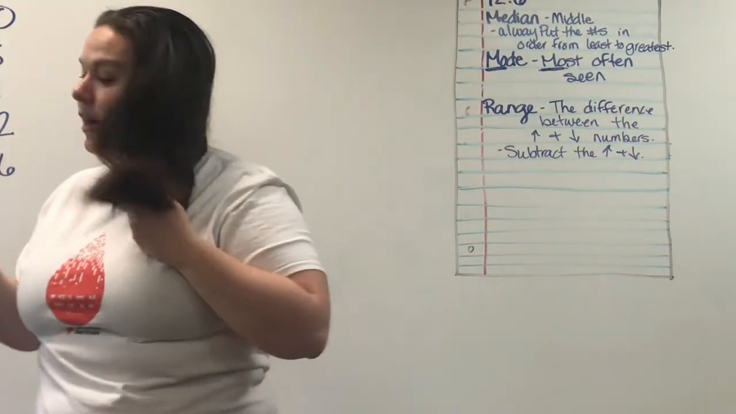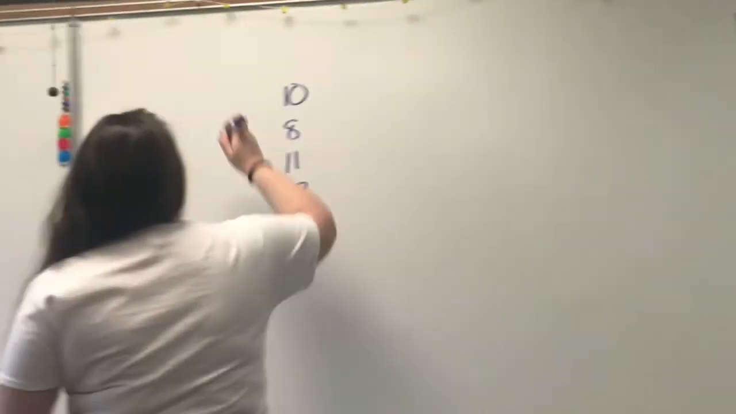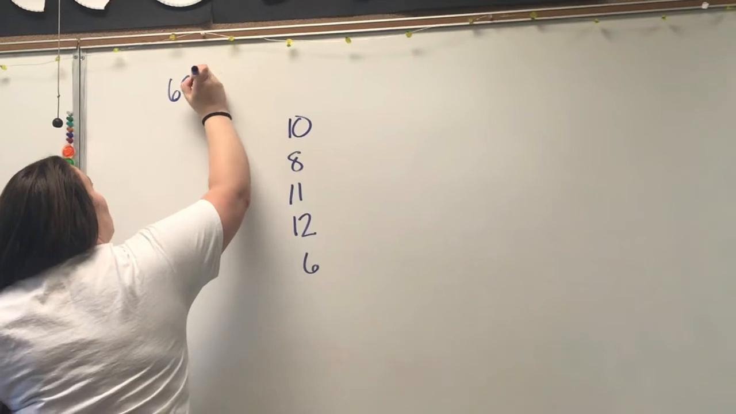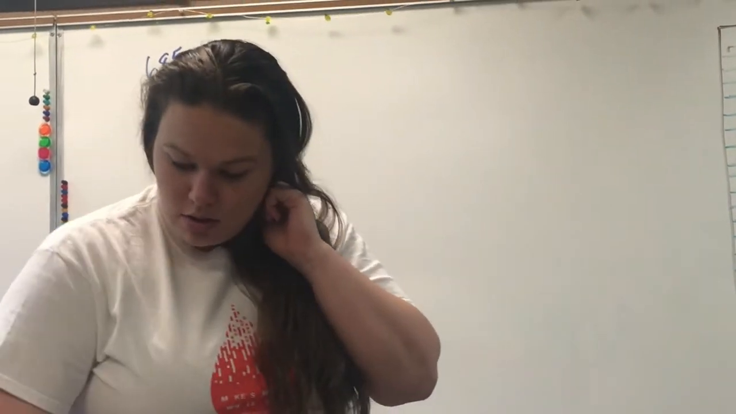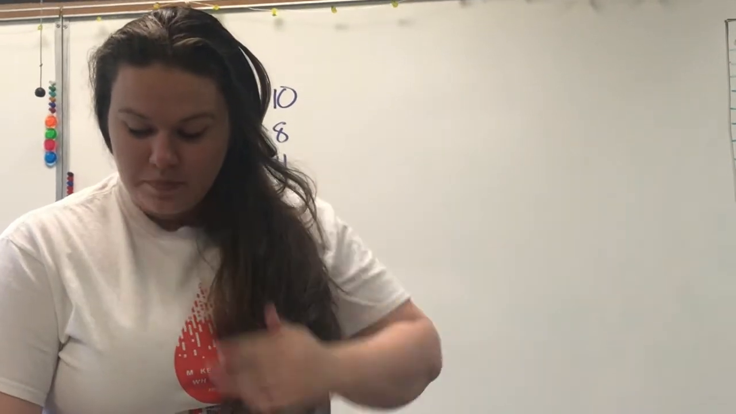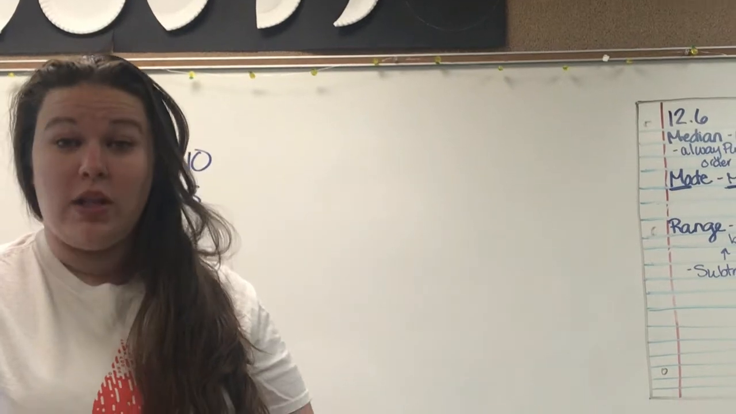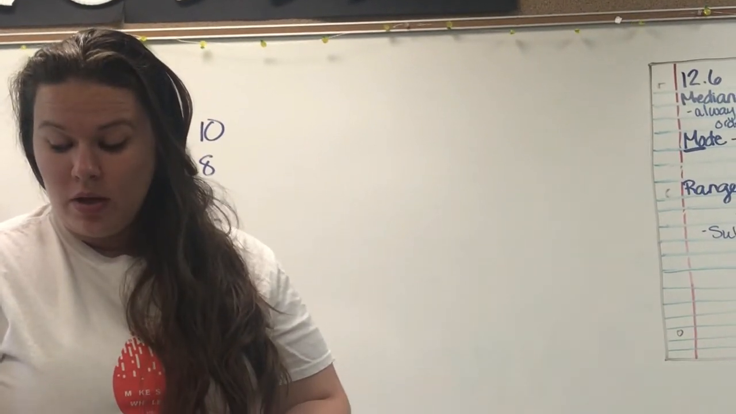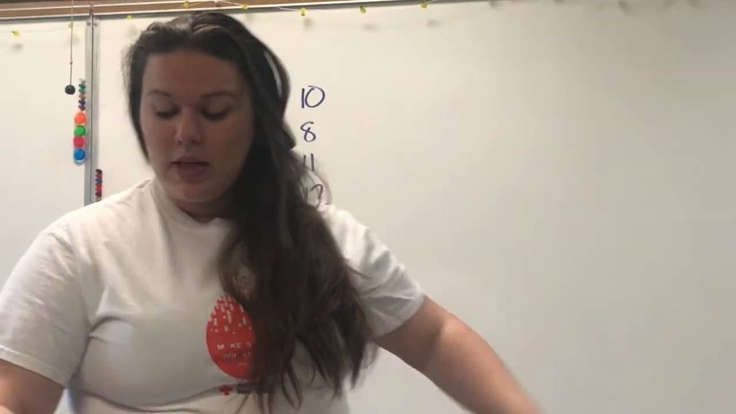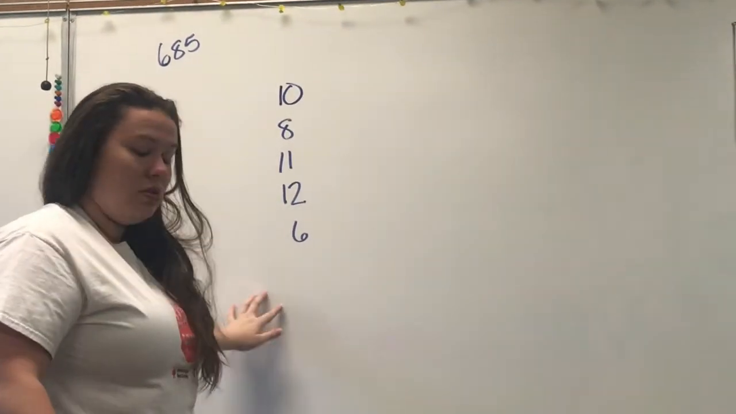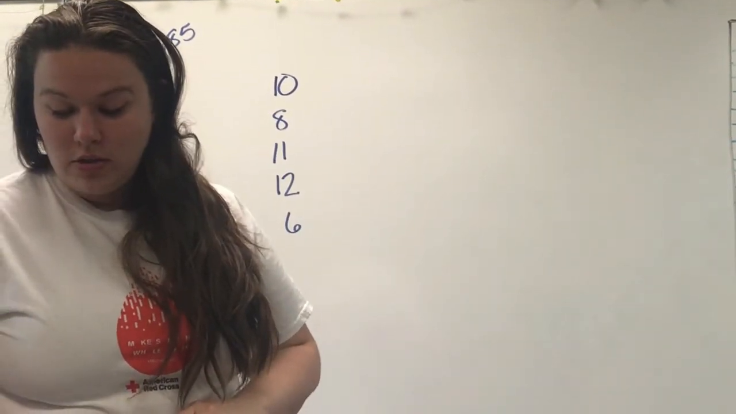Okay, so I am on page 685 in your volume 2 book, and they already did number 1 for you, and they just found the mean already. Okay, they're going from this table. They're saying that there were 5 games, and then I wrote down the points scored of each of those 5 games.